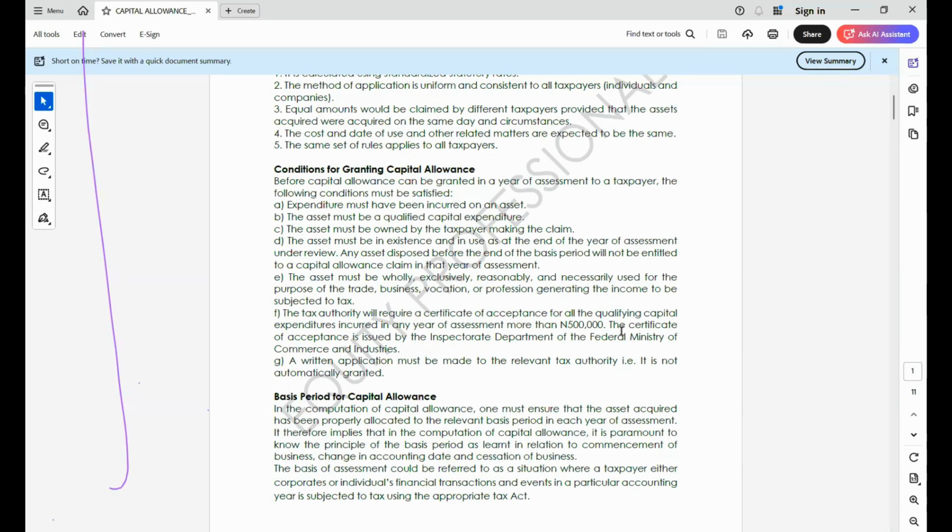So those are the conditions. So any question? Any question?